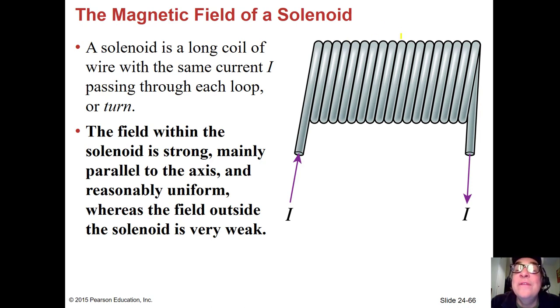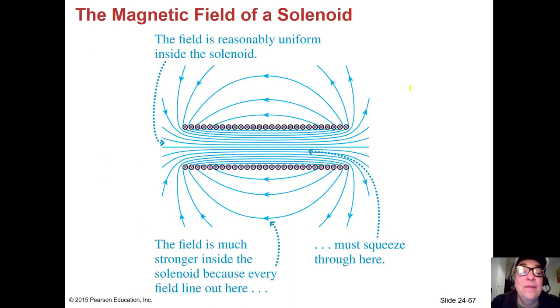Okay, so this is another shape where we'll be able to calculate the magnetic field right inside here. Okay, and that's a solenoid. So it's the same idea. Here's a bunch of loops really packed together. Current's coming out of the loop, going back into the loop.